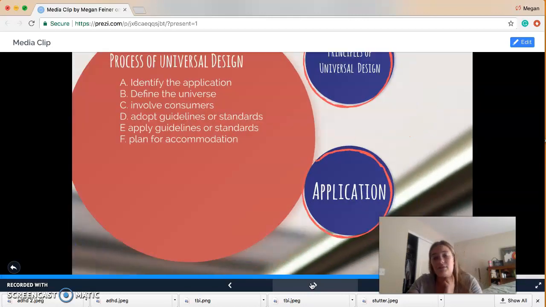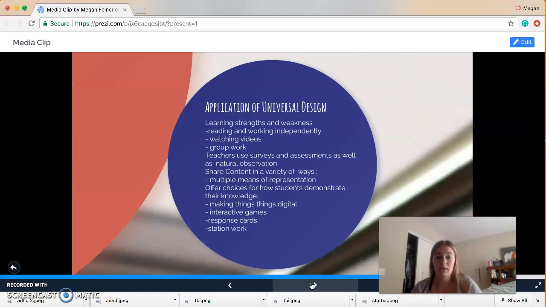Some examples of these would be group work, response cards, station work, having a video, maybe having multiple means of representation of one project in order to reach that student and their needs.